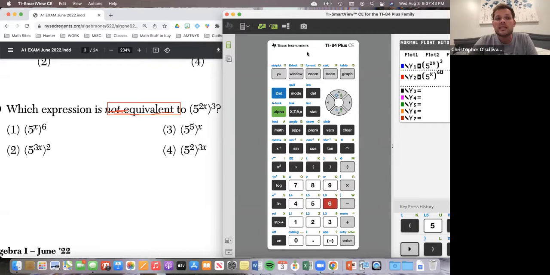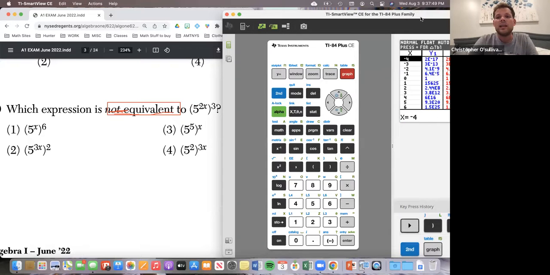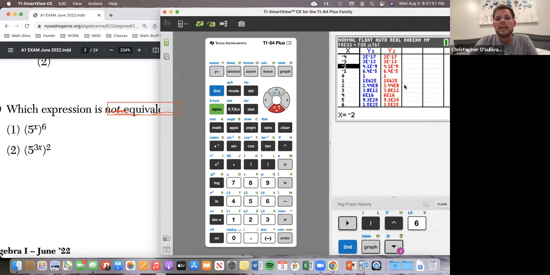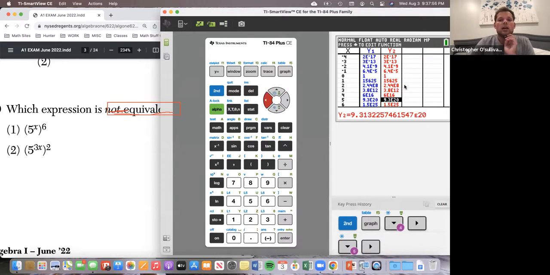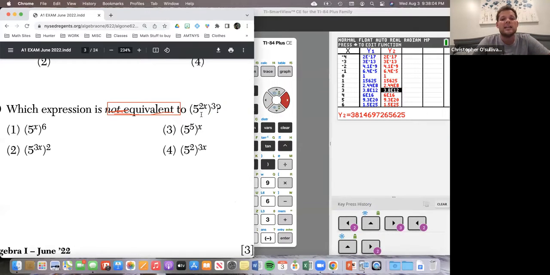Now, I want not equivalent, so I want the table of values to look different. So I'm going to do second graph. And if I look, my table of values are the same. For every x value, for instance at 5, I will have this number. At 4, I will have this number. At 3, I will have this number. They are the same. So I could say that 5 to the 2x to the third is equivalent to 5 to the x raised to the 6th power. So it can't be choice number 1.